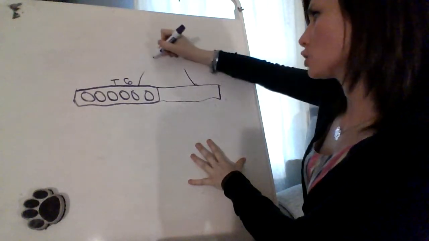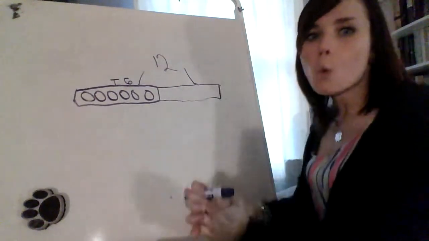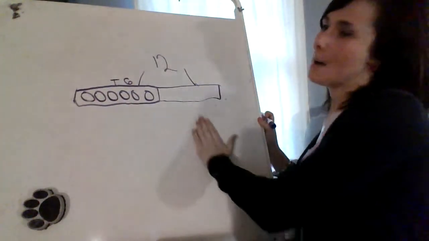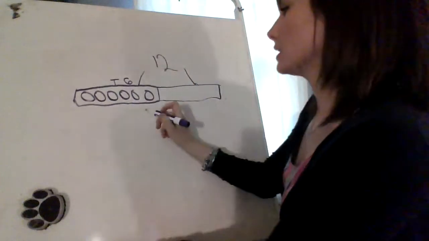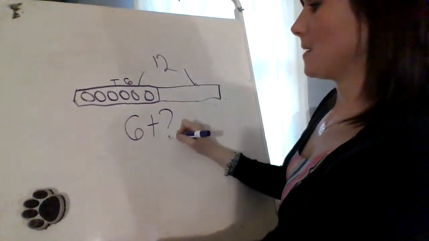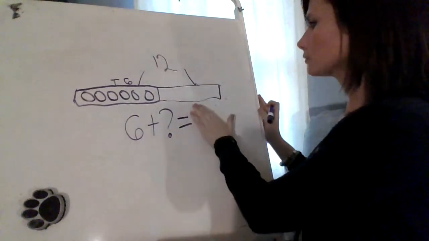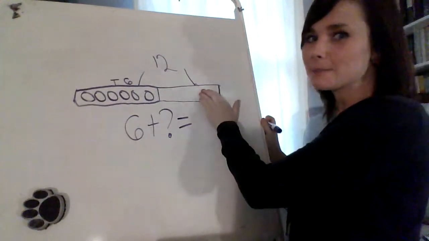Now there are 12. So our whole is 12. So it's going to be 6 plus a mystery number equals 12. So let's write that down. 6 plus a mystery number equals 12. All right, boys and girls, I'd like you to come back up to that tape diagram.